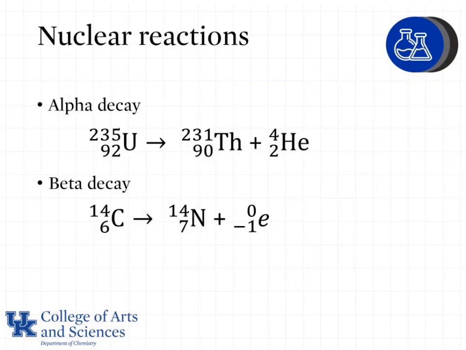We will see these particles in nuclear reactions. For example, we can have alpha decay, in which case we see alpha particles being emitted, or beta decay, where we see beta particles being emitted.